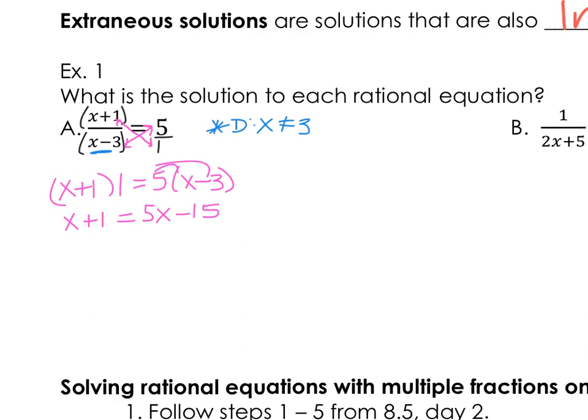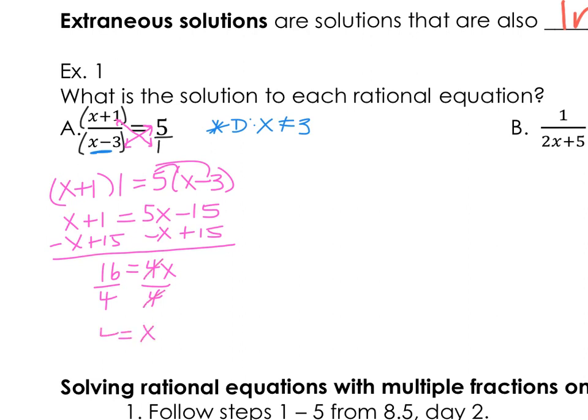And now it's a matter of just combining like terms. I'm going to subtract x to move it over to the right, and then add 15. And what this does is gets all my variables on one side and then all the constants on the other. 1 plus 15 is 16, and on the right, 5x minus 1x would be 4x. Divide both sides by 4, and x equals 4. Just to double check, notice that's not our restriction, so x equals 4 is our final answer.